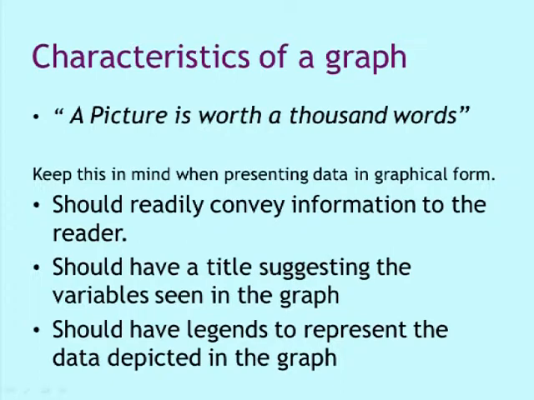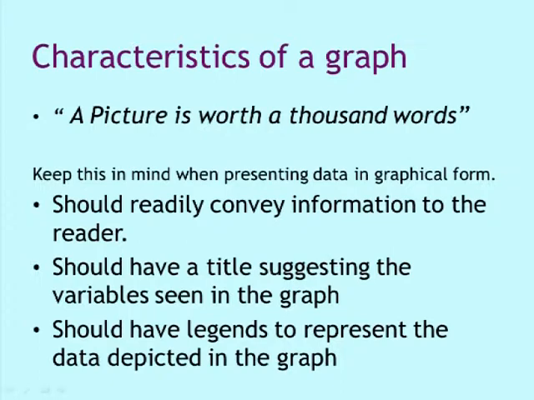So the title should be able to give you the variables studied in the graph or the type of data which is seen in the graph. When you are presenting categorical data and you have more than 2 categories, we need to use legends to tell us what is being depicted by a particular color or a particular pattern which you are showing in the graph. So these are few prerequisites which we need to keep in mind before we go on for a graphical display.